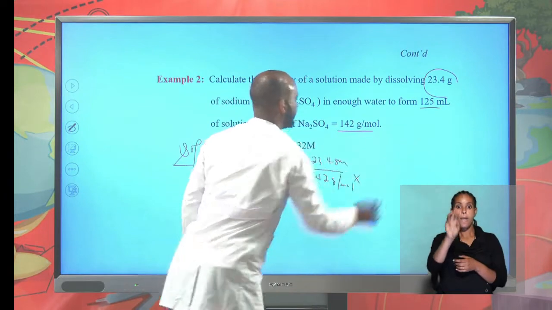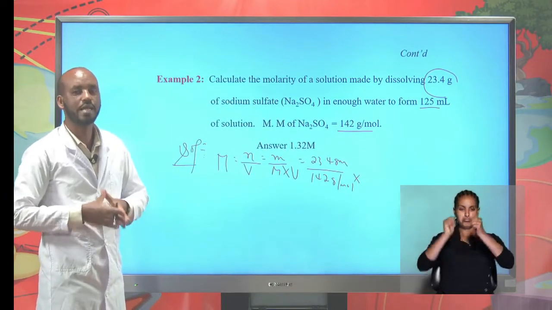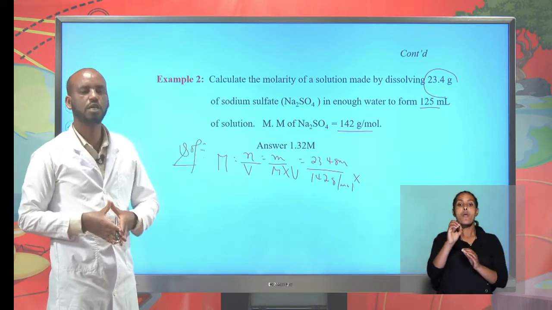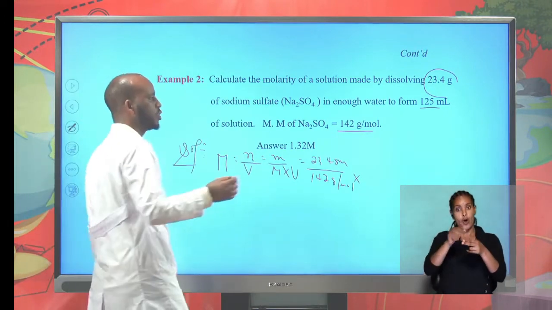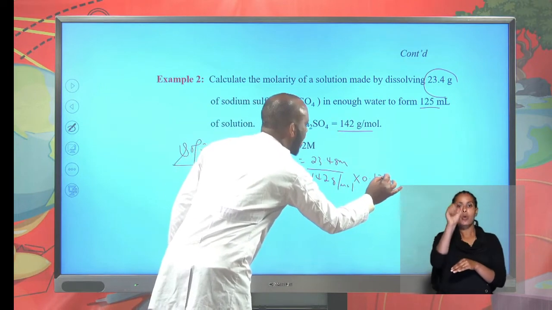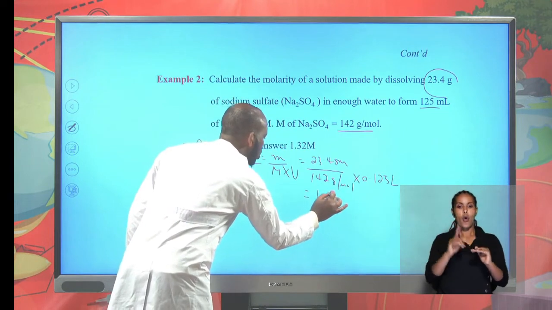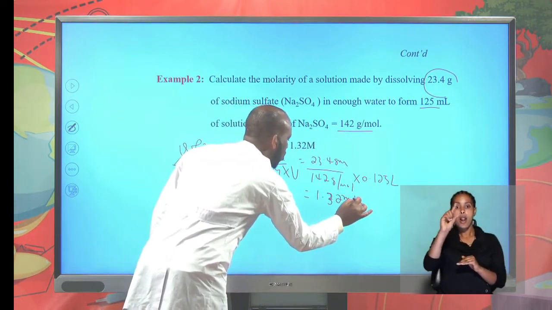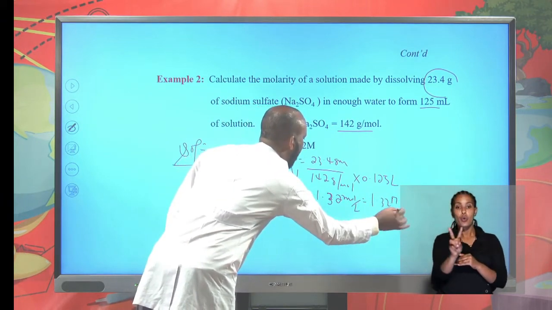125 milliliters is the volume of the solution. You have to convert it into liters, because the units of molarity is mole per liter, which is known as molar. 125 milliliters is the same as 0.125 liter. This equals 1.332 mole per liter, which is 1.32 molar.